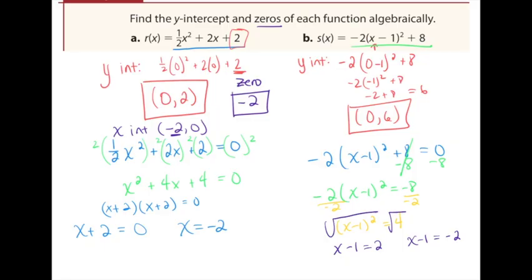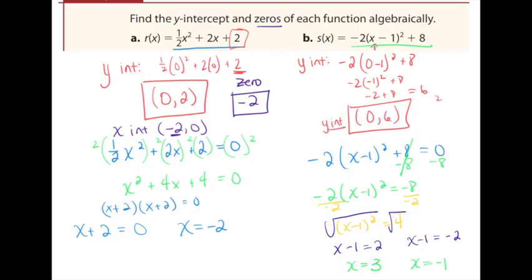And now I have two very simple equations to solve. I'm going to add 1 to both sides. So over here, add 1, you get 3. Over here, add 1, -2 plus 1 is -1. I actually have 2 answers here. So my y-intercept will always have at most 1 answer. My x-intercept could be 2.